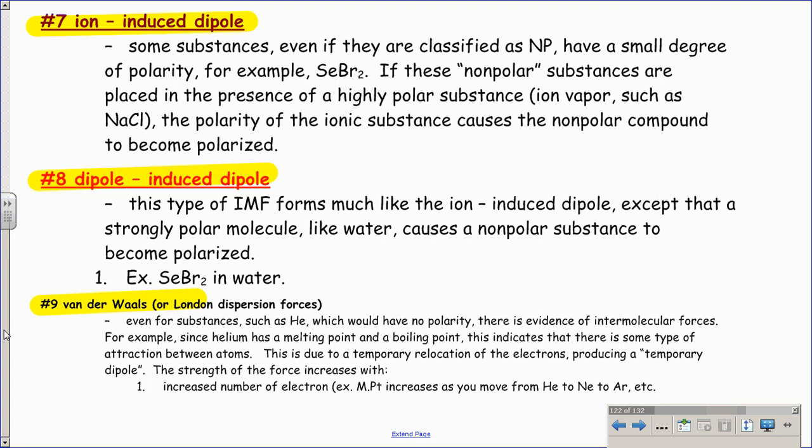Dipole-induced dipole: another dipole molecule, aka water, walks in the room. You've got a molecule that's not polar, and it's going to force some sort of movement of electrons. It itself has a dipole. And then van der Waals. We're going to go into those in more detail later.